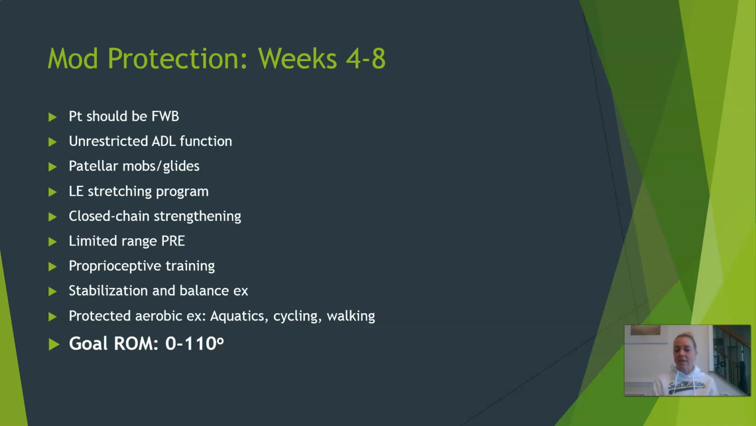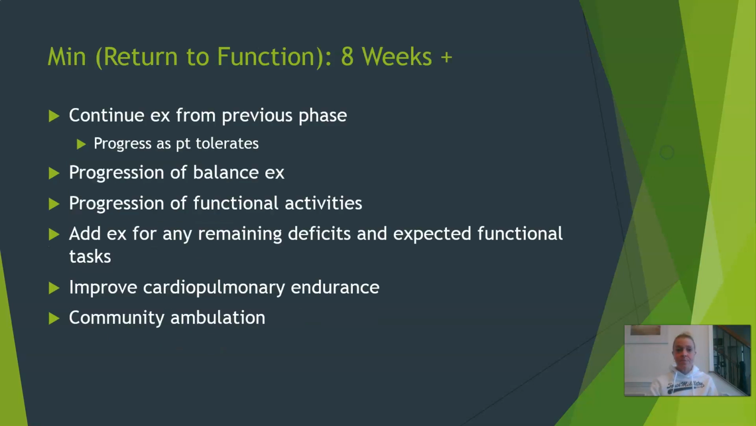So things like aquatics, cycling, those would be best where they're non-weight bearing or not weight bearing as much, and walking would be okay as well. Our goal range of motion at this phase, or at the end of this phase, is to get up to about 110 to maybe even 120 degrees of knee flexion, still wanting to maintain that 0 degrees of extension.